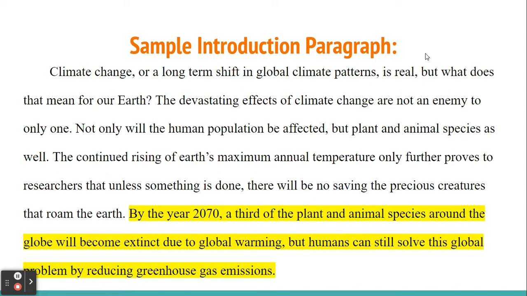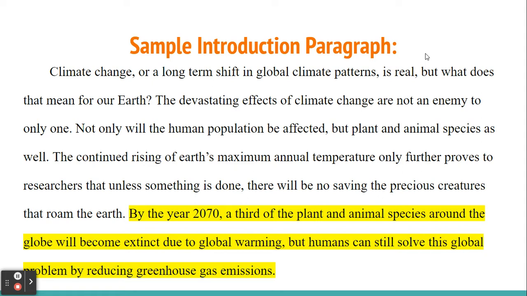So this is an example of an introduction from a student from last year. She also wrote a research paper on climate change. She decided to write about the extinction of plants and animals. So she wrote, "Climate change, or a long-term shift in global climate patterns, is real. But what does that mean for our Earth? The devastating effects of climate change are not an enemy to only one. Not only will the human population be affected, but plant and animal species as well.